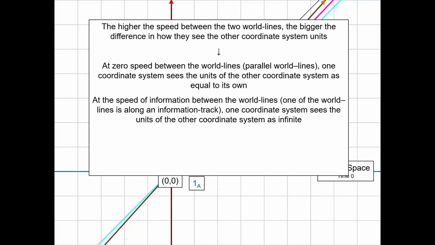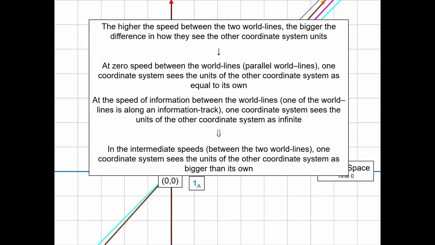And if we follow the mathematical equations of the transformation, then we see that at the speed of information between the world lines, so if one of the world lines is along an information track, one coordinate system sees the units of the other coordinate system as infinite. The coordinate system of the world line that is along an information track is compressed to one line. And therefore, any other world line sees an infinite amount of seconds going by in one point on its world line.